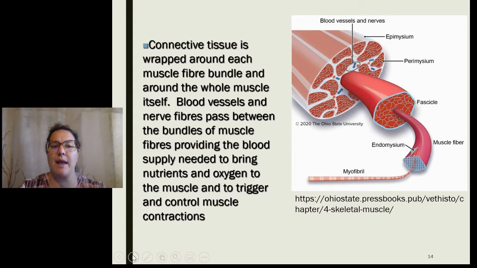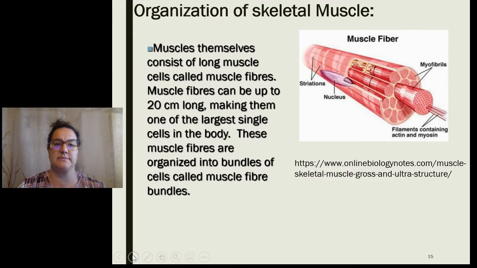Connective tissue is wrapped around each muscle fiber bundle and around the whole muscle itself. Blood vessels and nerve fibers pass between each bundle of muscle, providing the blood supply it needs to bring oxygen and nutrients to the muscle, and also to trigger and control muscle contractions.